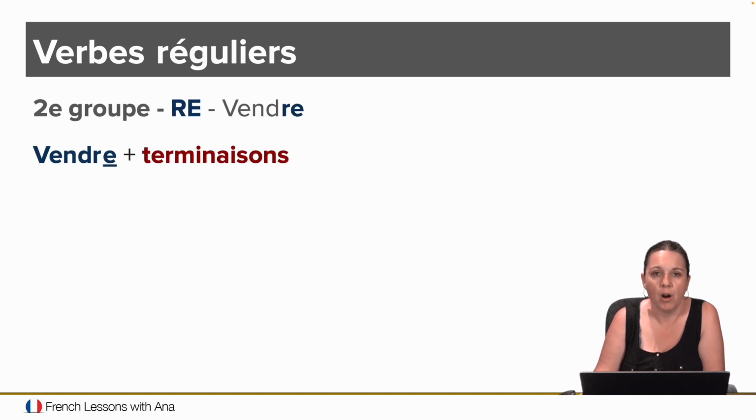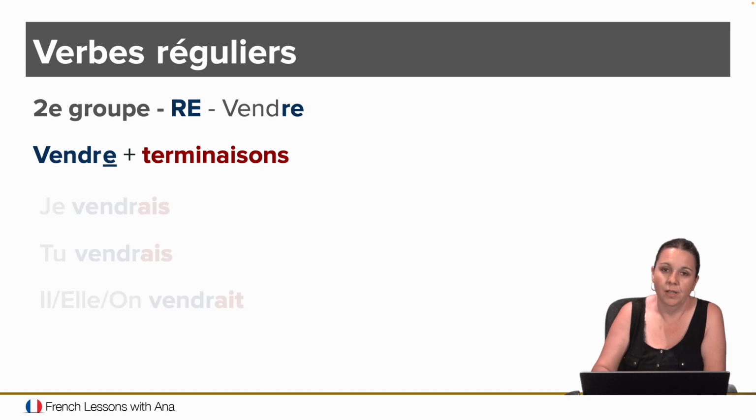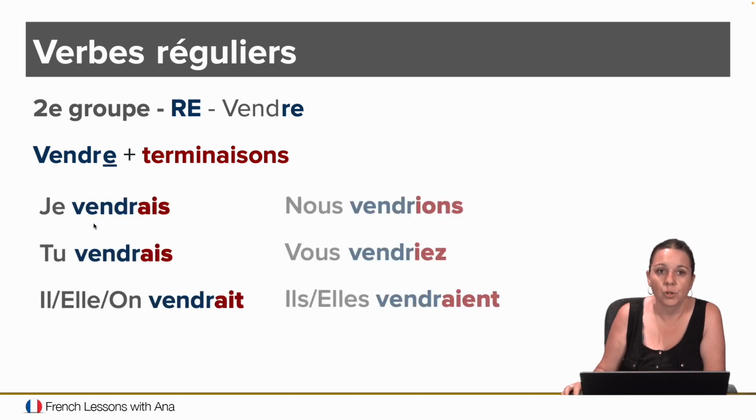Next, we have RE verbs. And I chose the verb vendre, to sell. So this is the one where we have that silent E at the end that is really not necessary. I underlined it here for you to see. You get rid of it, and you're going to keep the vendr, right? So the V-E-N-D-R, and you're going to add the same endings. They don't change. This is what it looks like. Je vendrais, I would sell. Tu vendrais, you would sell. Il vendrait, he would sell.